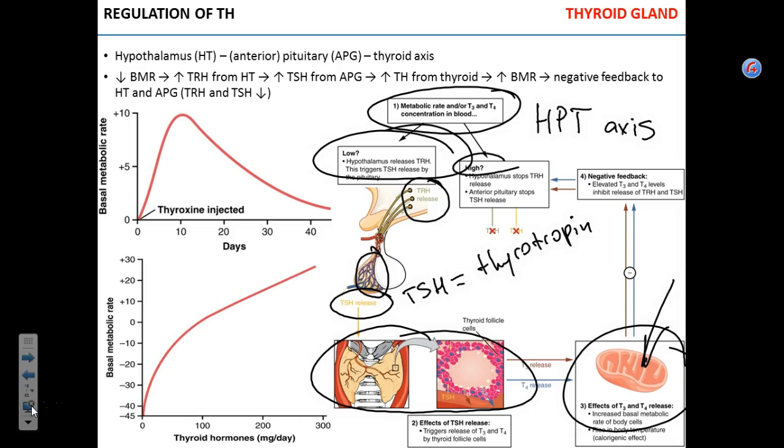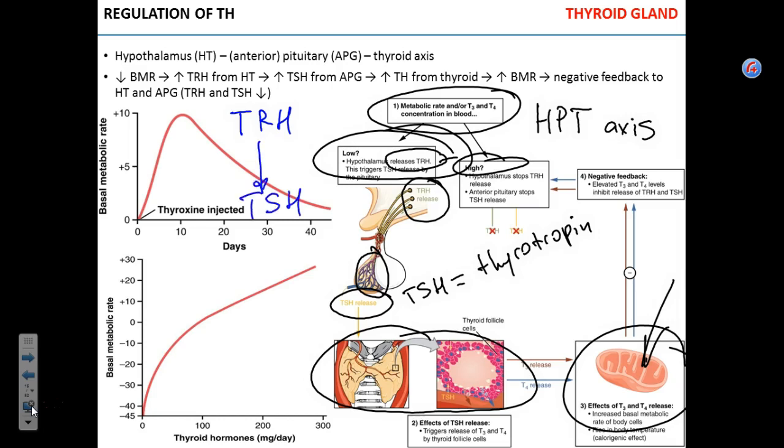Since your BMR is high, what happens to the release of TRH, thyrotropin releasing hormone, from the hypothalamus? It stops. Yeah, it decreases. Essentially, you have an axis. TRH, where is it produced? TRH, not TSH. The first one. Hypothalamus. The next one, yes.